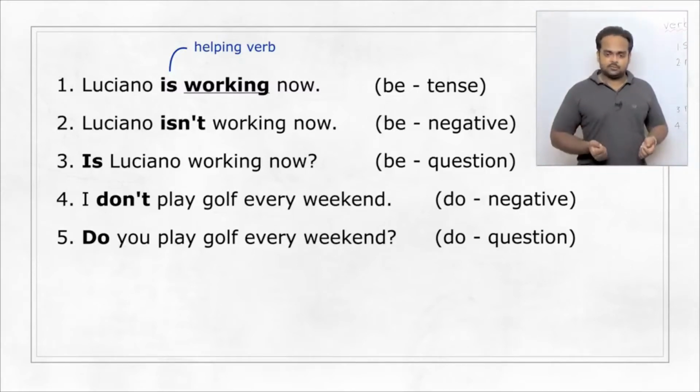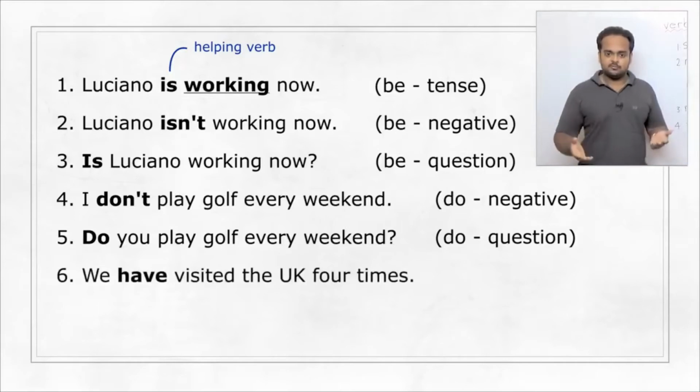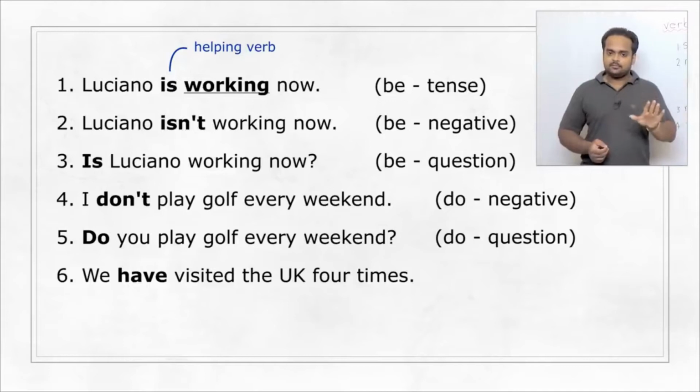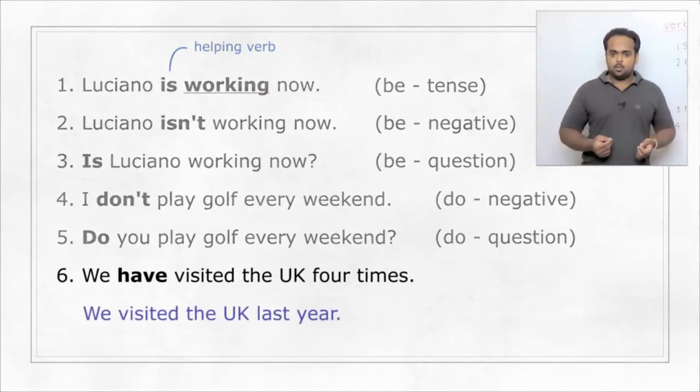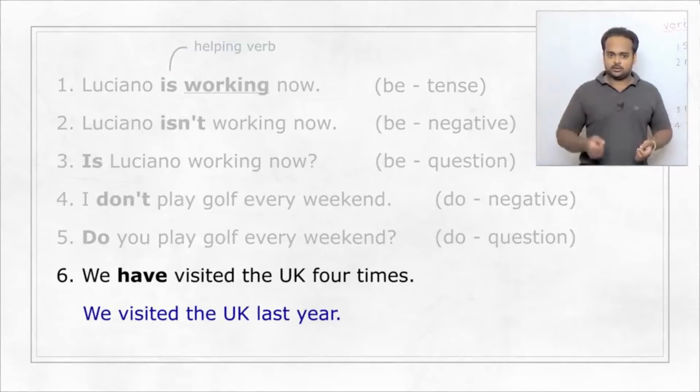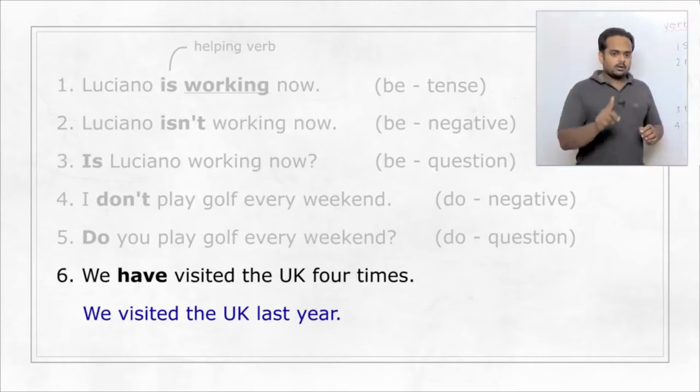Let's look at an example with the verb have. We have visited the UK 4 times. Here, we know that the main verb is visited, but can you tell me what is the purpose of using have in this sentence? Now, if I told you, we visited the UK last year. In that sentence, I'm talking about one single experience. That is my visit last year.